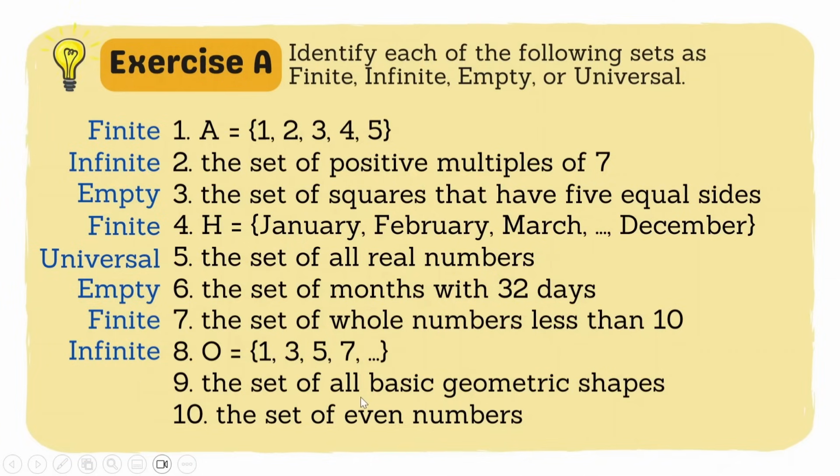Number 9, the set of all basic geometric shapes. This is universal because of the word all. Number 10, the set of even numbers. This is infinite. Okay, just like the number 2, positive multiples of 7. Ito, hindi na rin po ito natatapos. Okay, so we have 2, 4, 6, 8, 10, and so on. Okay, yun po yung ating mga types of sets.